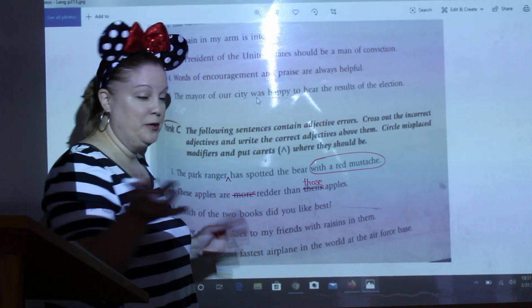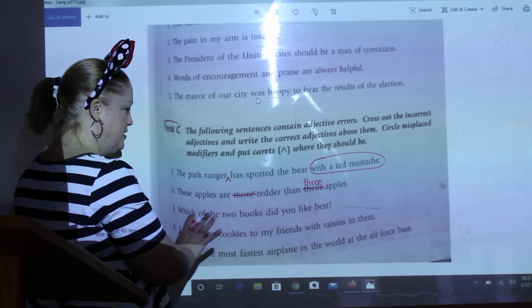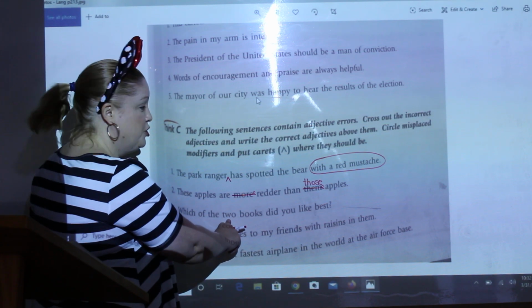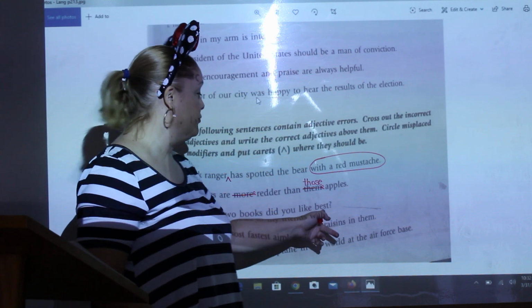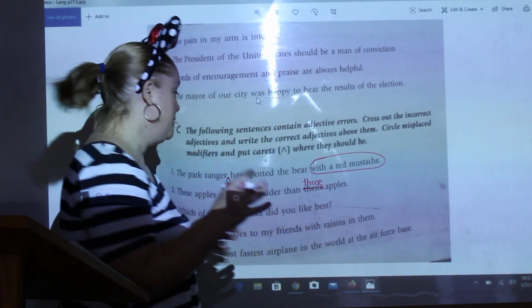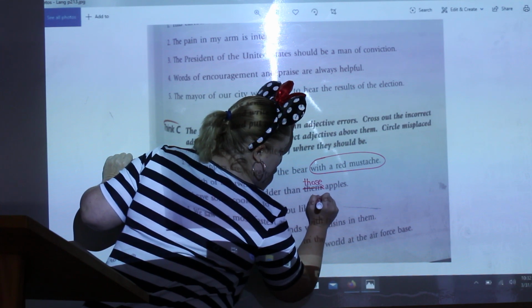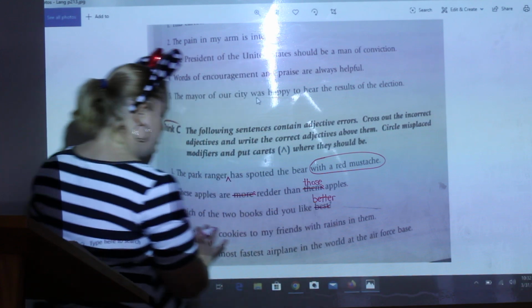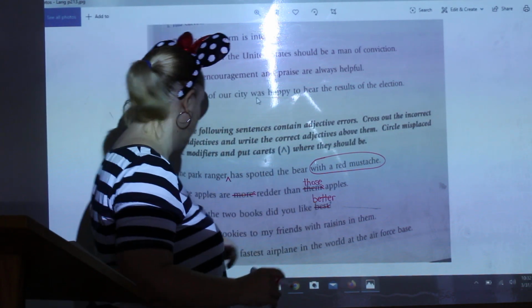All right, hopefully you unpaused and you're ready to go over the answers. Which of the 2 books did you like best? They give us a number here, 2. We cannot use best because that would be superlative for 3 or more. When we are using comparative, it is actually correct to ask, which of the 2 books did you like better?